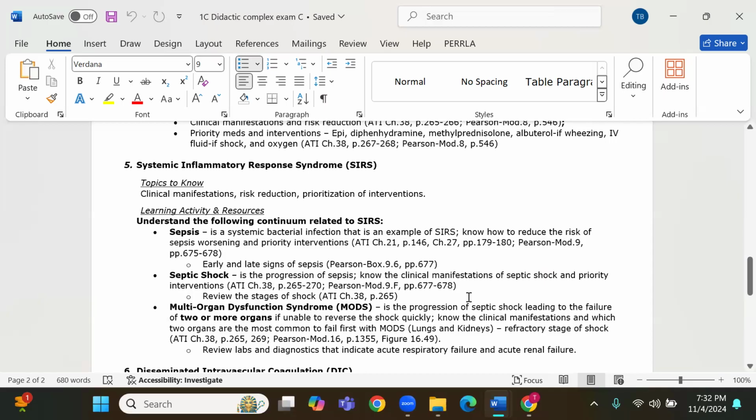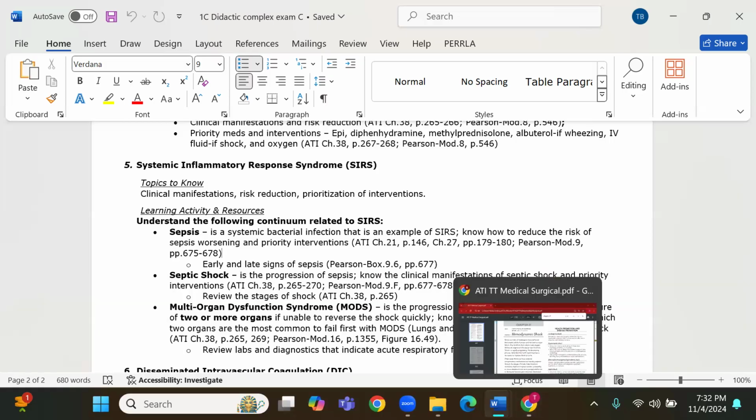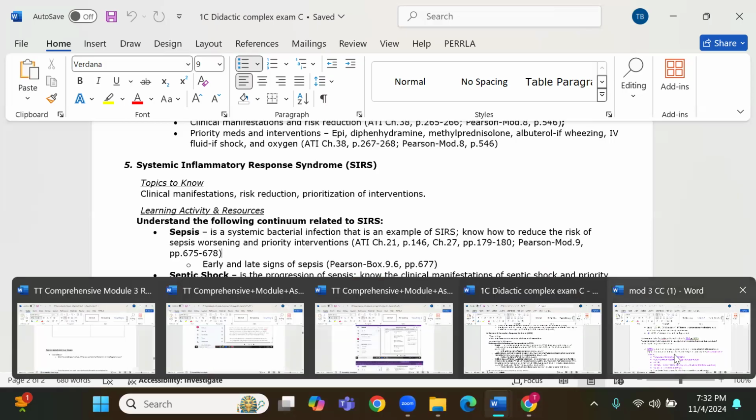Now, the whole circulatory system is involved in this sepsis. It says, know the clinical manifestations and priority interventions, which we're going to look at. And it says, review the stages of shock.